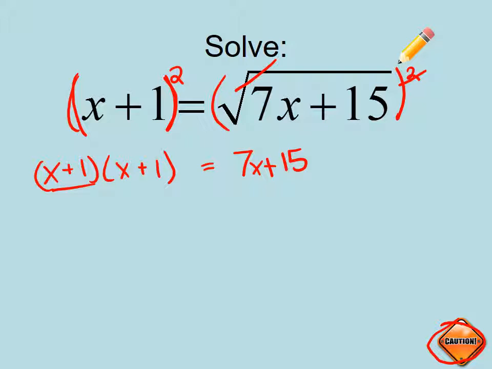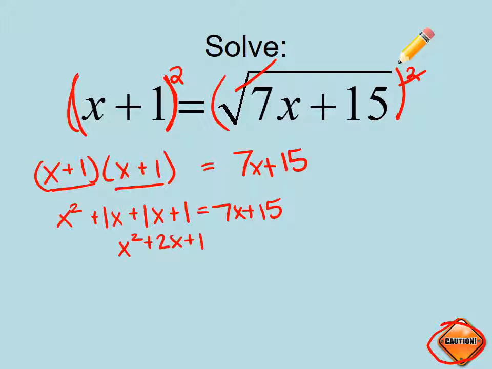When I have a binomial times a binomial, I need to use FOIL or the box method. I'm going to use FOIL. First, outer, inner, last. I'm going to combine like terms on the left. Now if I take a look, that x squared is not going to go away. So I'm going to move everything to the left side by subtracting it from the right side. That'll leave me with an x squared, negative 5x, and a negative 14.